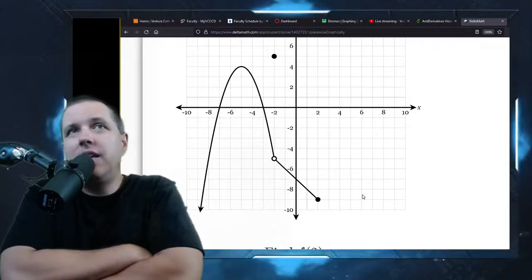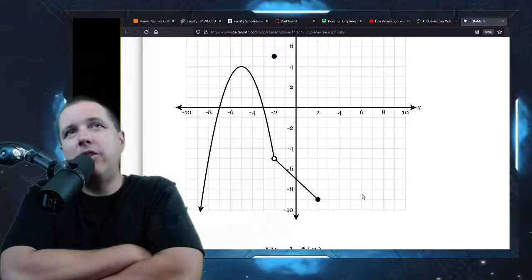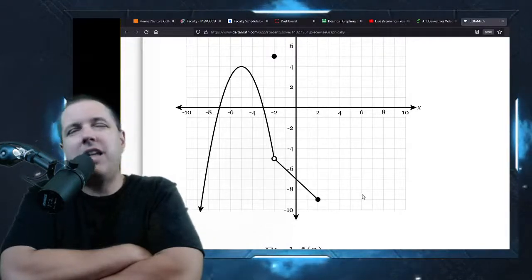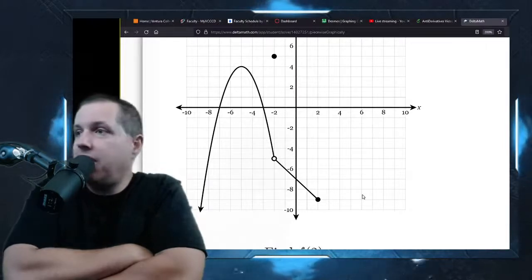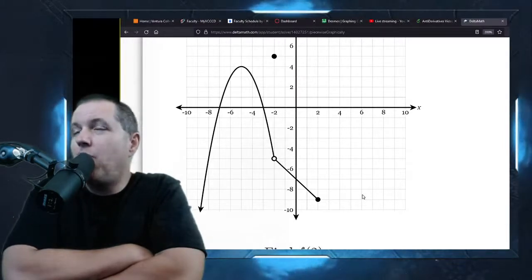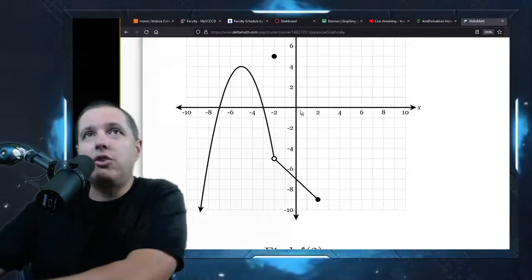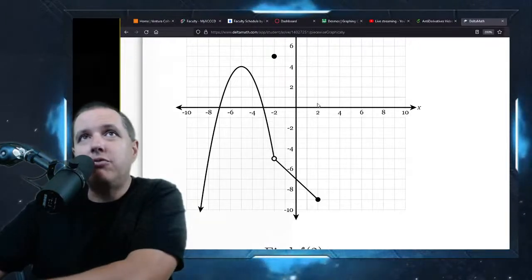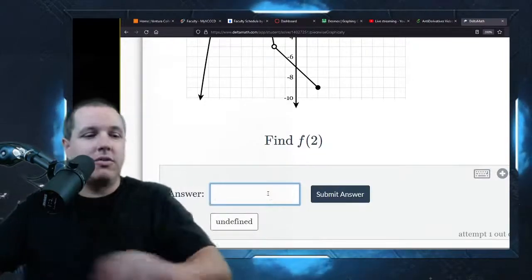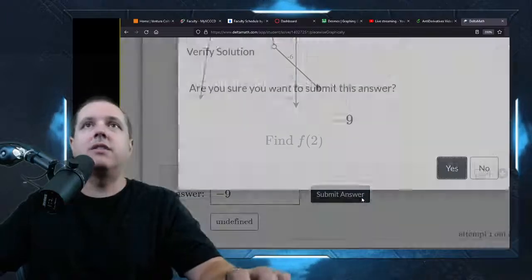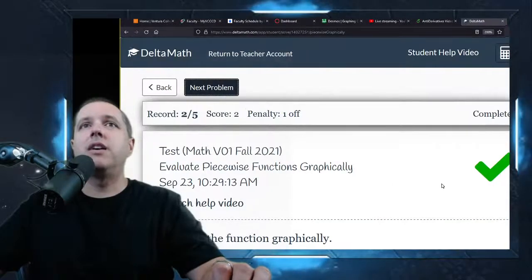So people get really confused here, and they're like, what am I looking at? There's a parabola and a hole and a line. What's going on? Just do the same thing that we've been doing. Don't overthink it. This is one of those sections that people overthink. Go to 2. Okay, x equals 2 is right here. So I'm going to find where the graph is. It looks like my y value is -9. So for an x of 2, my y value is -9. So I go in here, -9, submit answer, yes, and we're good.